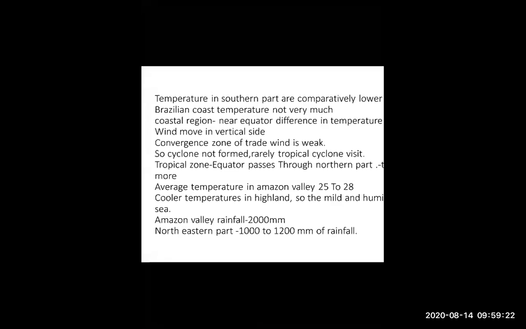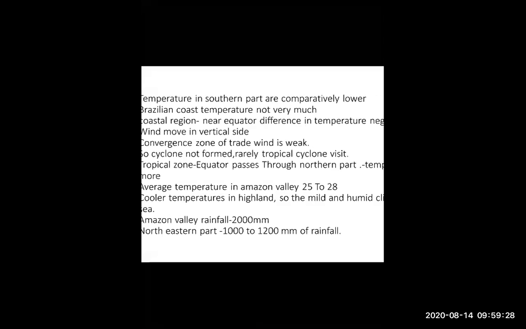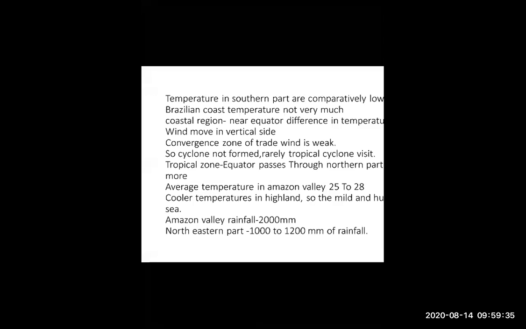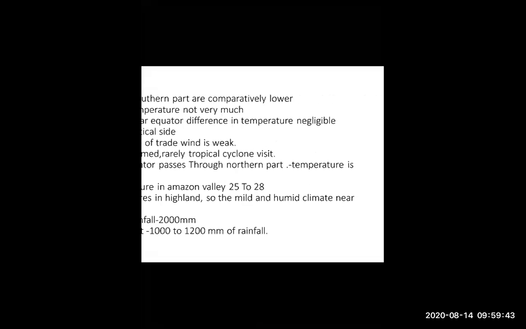So now the next is the average temperature in Amazon Valley. So what is the average temperature in Amazon Valley? It is approximately 25 to 28 degrees Celsius. And cooler temperature in the Highland. In Highland means which Highland? Brazil Highland. So the mild and humid climate near the sea.